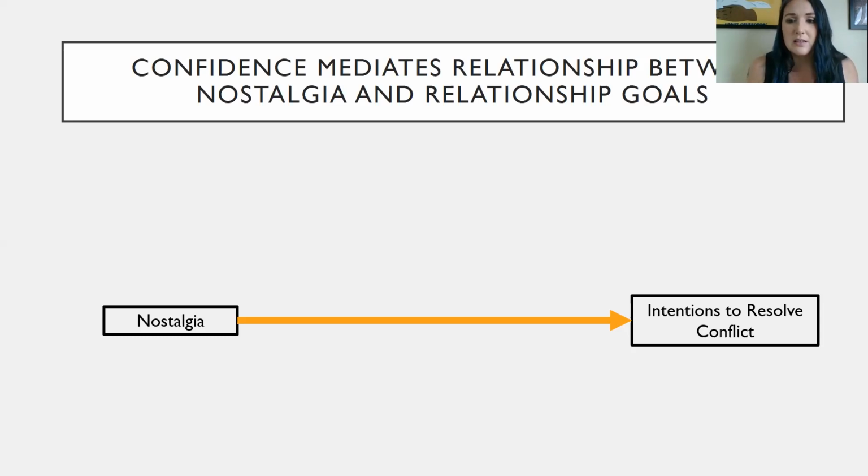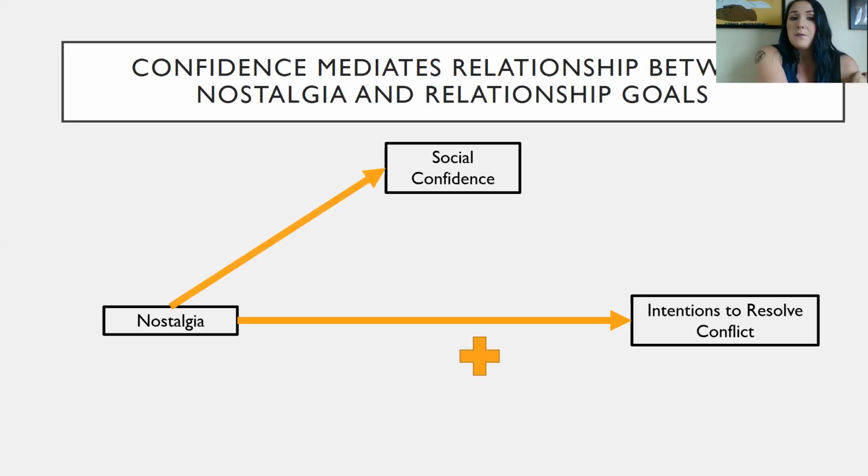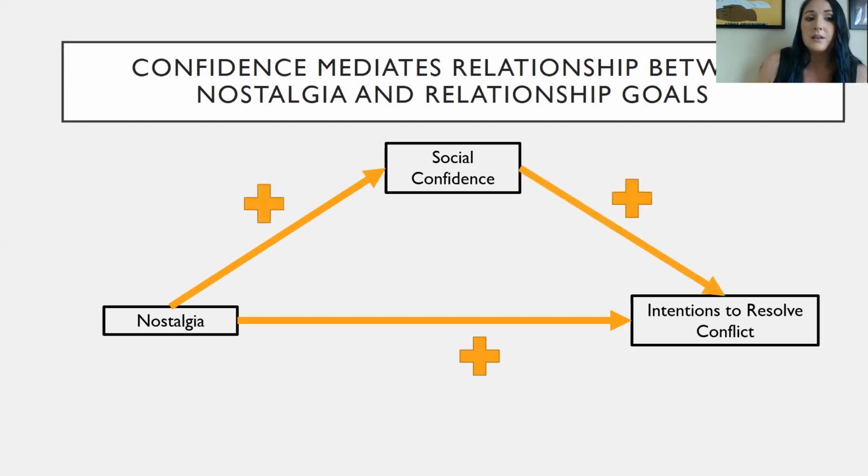And they thought, that's interesting, but I feel like there's more to the story. Is there a go-between? Does nostalgia boost something that in turn boosts these relationship goals? And they found that that was indeed the case. So there was a correlation that they sought to explain. And what they found was that nostalgia more proximally boosts social confidence. And it is only through the pathway of social confidence that nostalgia appears to be acting on intentions. If nostalgia was not boosting social confidence, likely you would not see that relationship between nostalgia and intentions to repair your relationships.